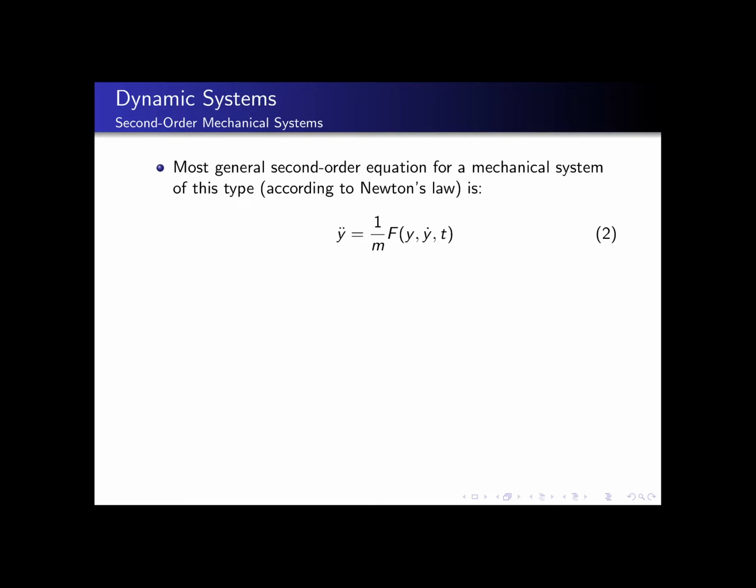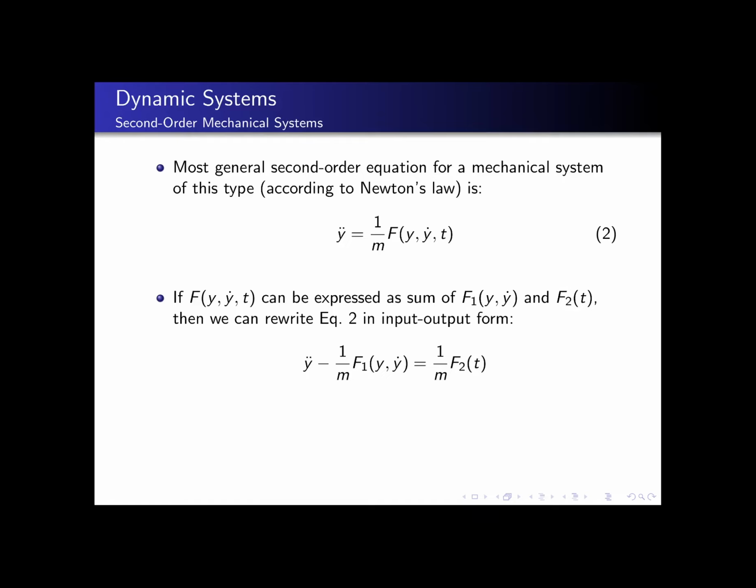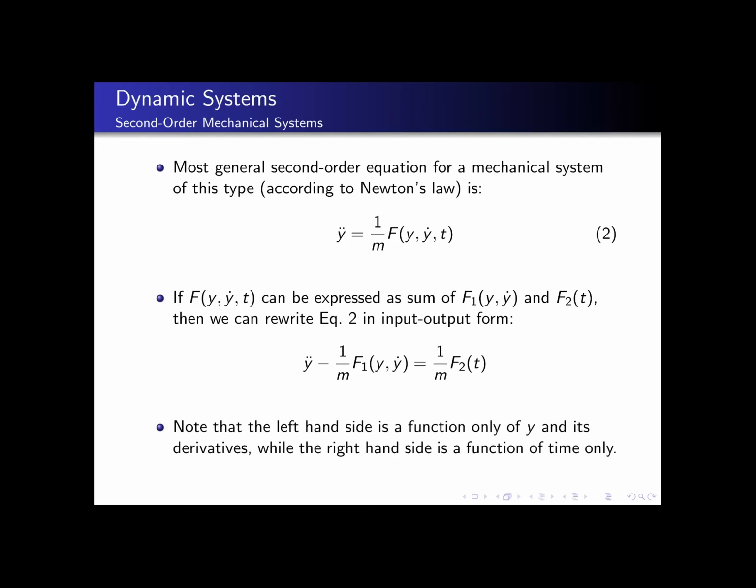y double dot equals 1 over m times the forcing function, which is a function of y, y dot, and often t. Now, if f can be expressed as the sum of two other components, f1 and f2, f1 being a function of y and y dot, and f2 being a function of t, then we can rewrite this in an input-output form so that the output is on the left-hand side and the input is on the right-hand side. Note that the left-hand side is a function only of y and its derivatives, while the right-hand side is a function of time only.